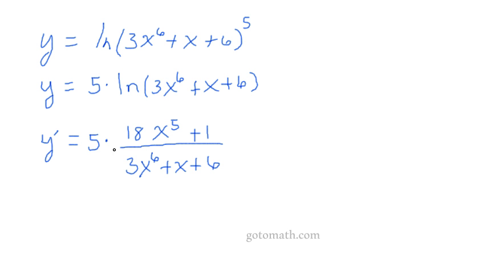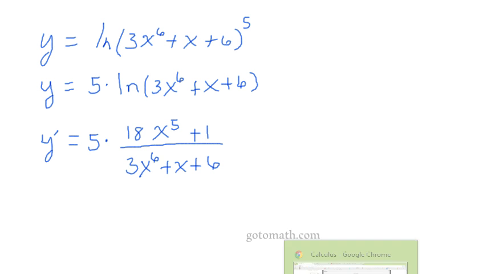Okay, so that is the derivative, and what you could do next is you can go ahead and distribute this 5 across inside: 5 times 18, and then 5 times 1. Right, so that'd be what, 90 plus 5.